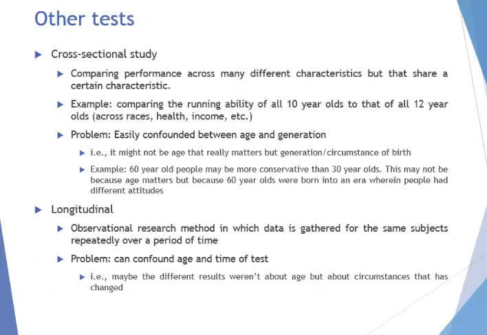Other types of tests include a cross-sectional study, which compares performance across many different individuals that share a certain characteristic. For example, comparing the running ability of all 10-year-olds to that of all 12-year-olds, if I want to test the effect of age on running ability. In a cross-sectional study, I look at all of them. I don't account for race. I don't account for health. I don't account for weight. I don't account for anything. I just test a bunch of random 12-year-olds against a bunch of random 10-year-olds to try to account for age.